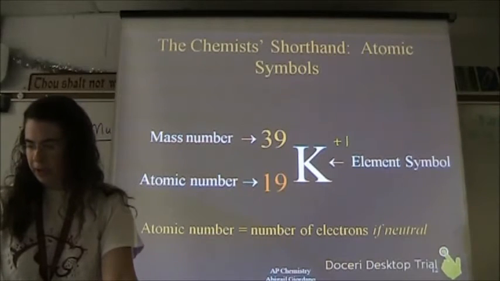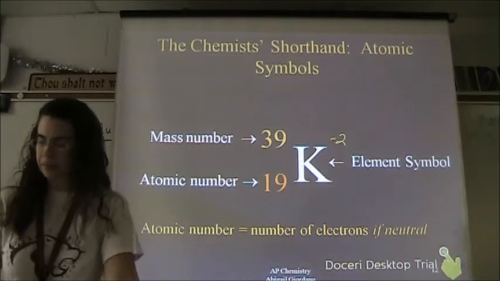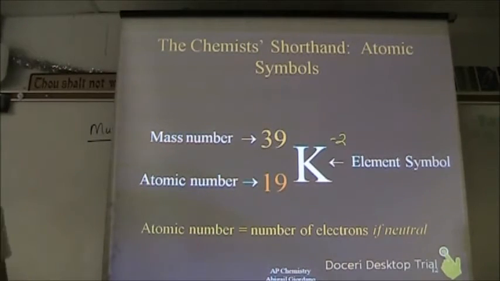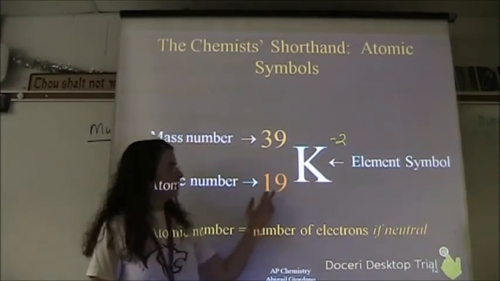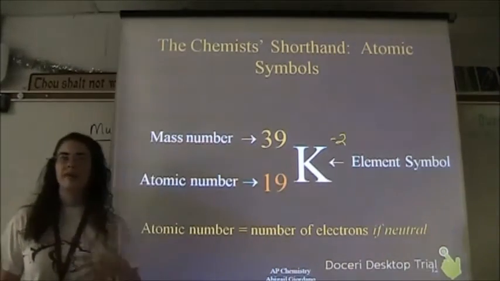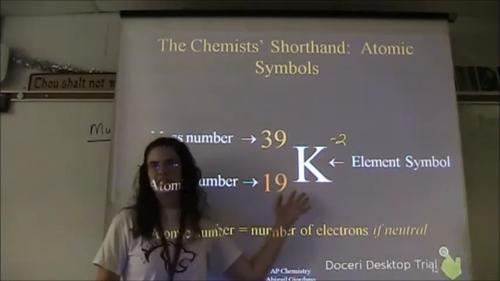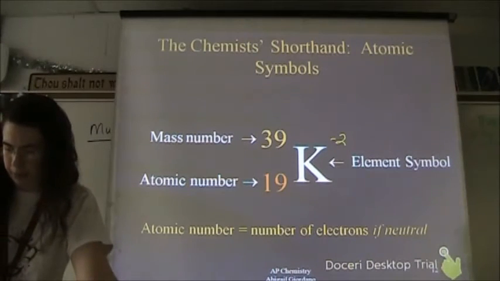All right, what if I do that? What does a negative charge mean? It gained electrons. How many did it gain? It gained 2. So this particle would have 21 electrons. Now, this is an ion that doesn't exist, but it's just for explanation purposes.